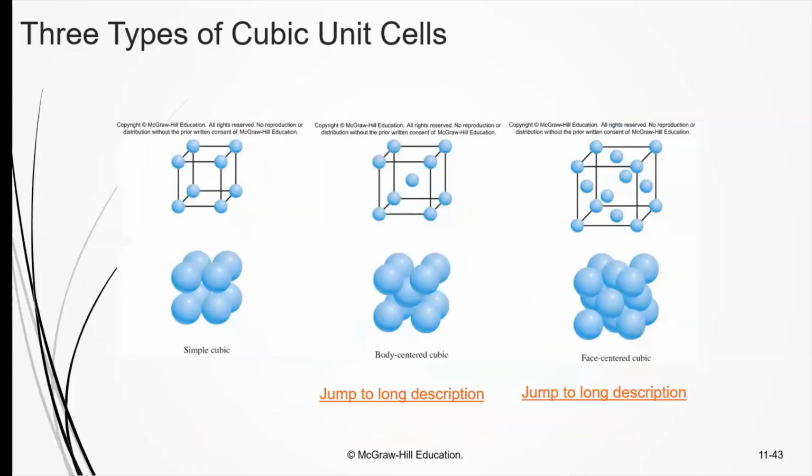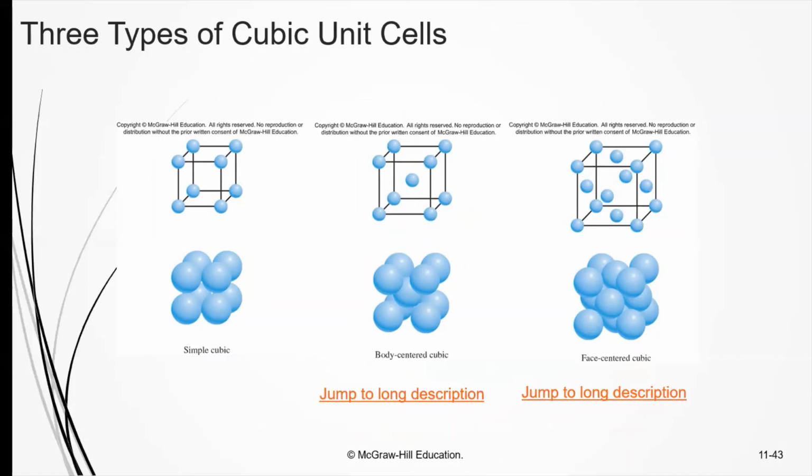Now inside that cubic structure, there's three types of cubic packing. We can have a simple cubic where we basically put one atom on each of those vertices. We can have a body-centered one where we put one atom at each of those vertices and we try to sneak one atom right there into the middle, into the body.